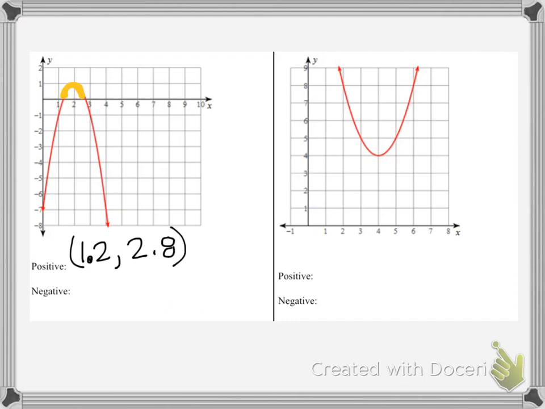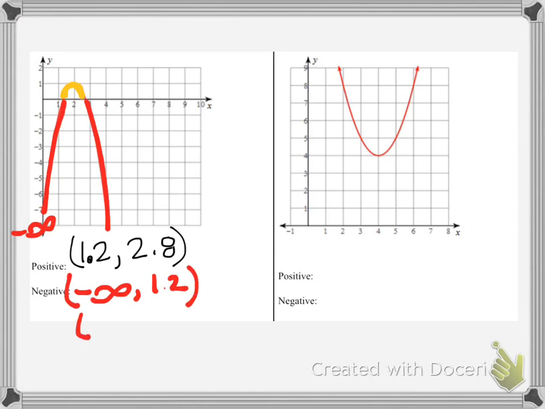Okay, something around there. And then you can notice that your negative intervals are below my x-axis. We'll have 2 of them again. So we'll go from negative infinity, because this is negative infinity, all the way to 1.2. And then again from 2.8 to infinity, because if this keeps going, it would go to infinity. All right, 1 more left.